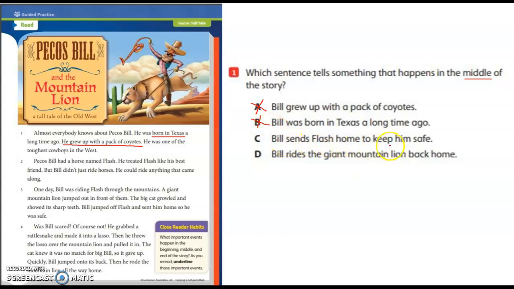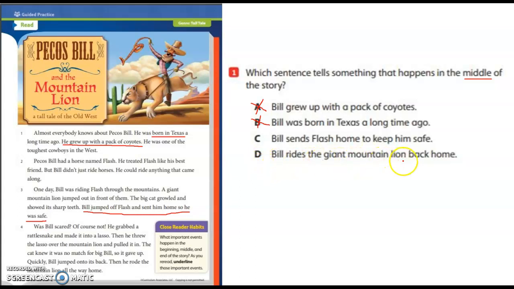Bill sends Flash home to keep him safe. Well, I know that in the beginning of the story, they introduced a problem. There was a giant mountain lion, and he reacted to his problem by jumping off of Flash and sending him home so that he's safe. So that definitely is a reaction to a problem, and it's happening in the middle of the story. I think that could be the answer, but I'm going to read the last option just in case.